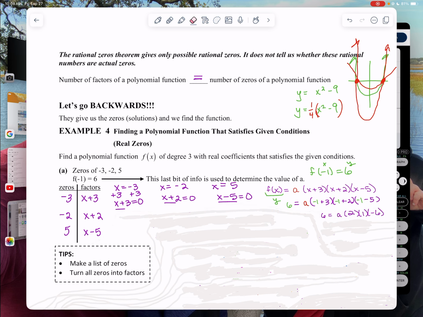So I'm going to simplify a little bit. I just simplified what was in my parentheses. -1 + 3 is 2. -1 + 2 is 1. -1 minus 5, that gives me my -6. And then I just simplify that. Notice that's going to give me what? -12. All right. So I've got 6 equals a times -12 divided by -12. My a value is 1/2.